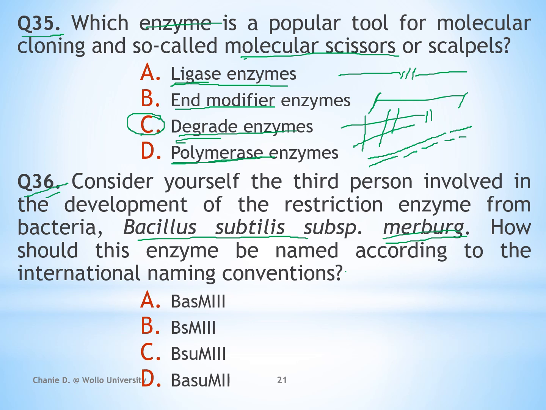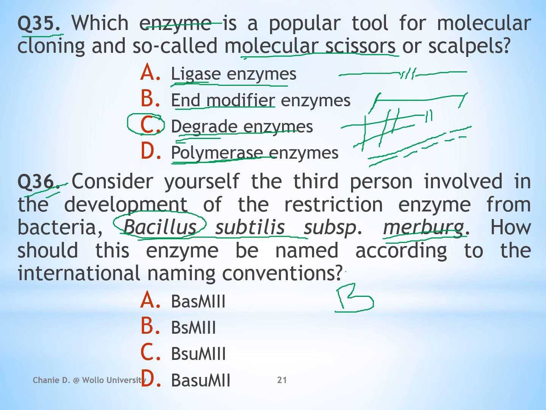Therefore, to name restriction enzymes, we have a certain order. First, take the capital letter of the genus name. The genus name is Bacillus. So we take B, capital letter B.